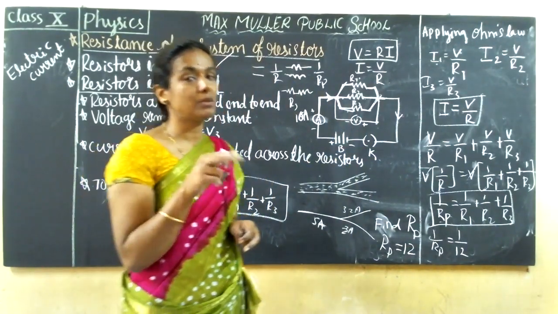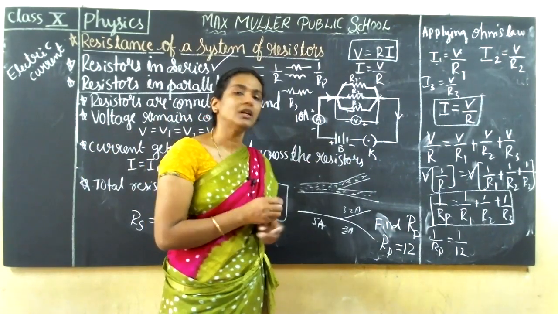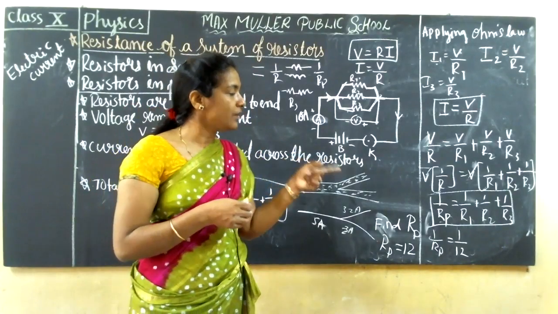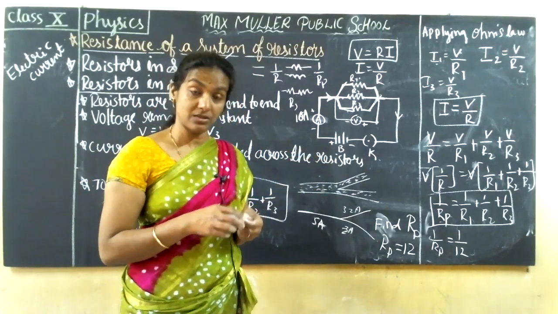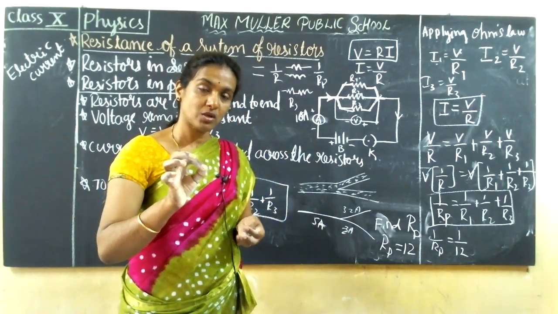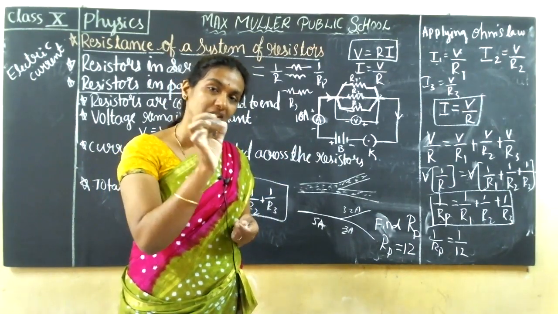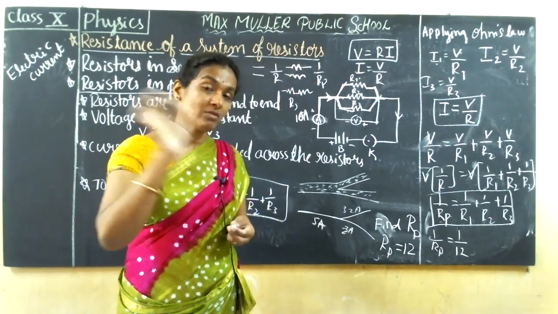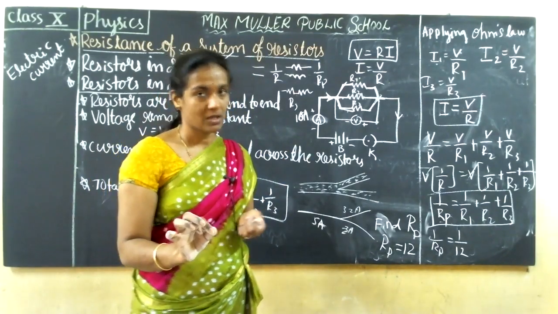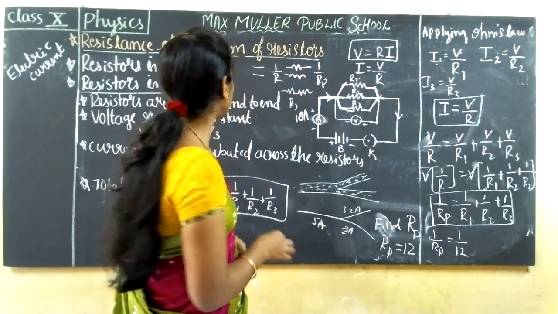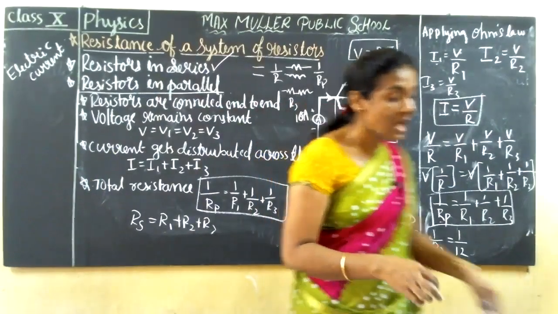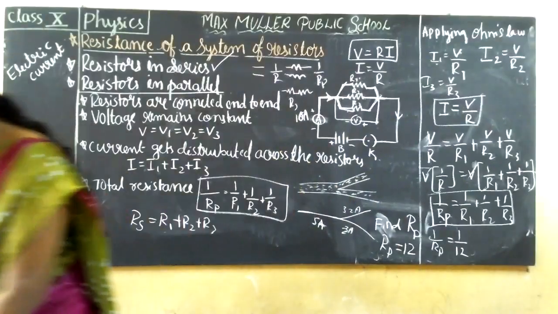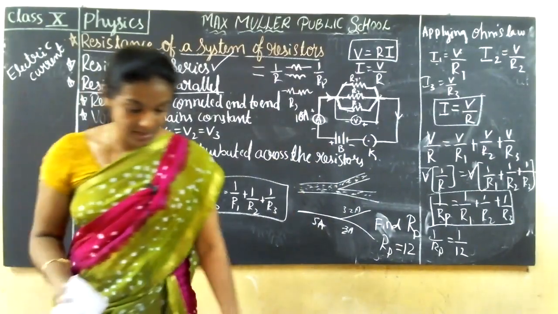While doing numerical problems, or verbal problems also, they will definitely ask you this. After adding 1 by R1, 1 by R2, 1 by R3, make sure you take the reciprocal of that and then write the answer. Whatever you get in the denominator, that is Rp. So this is about the connection of resistors in parallel and series.